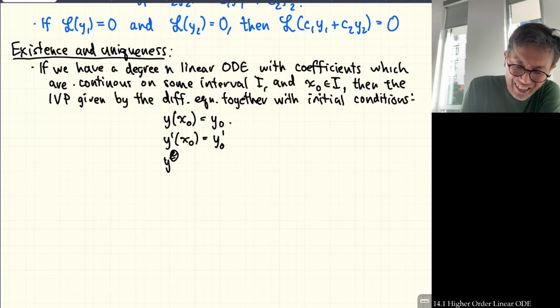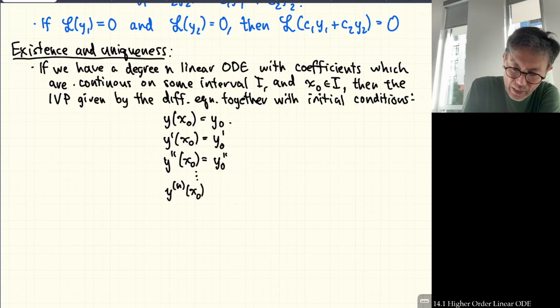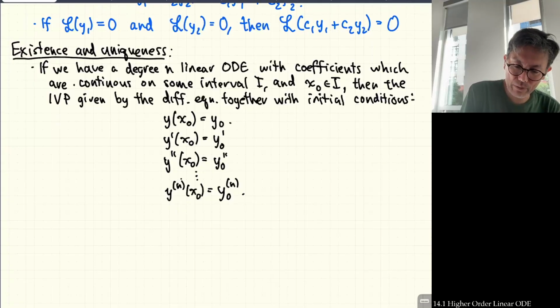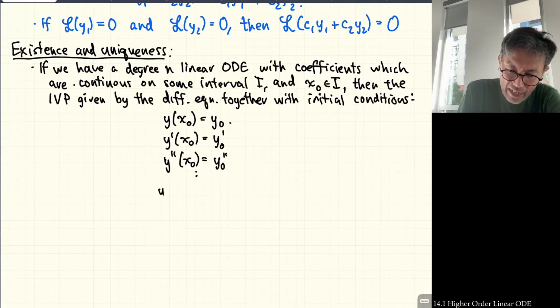Y double prime of x naught equals y naught double prime. Okay, and then we're going to go all the way down to the nth. So the nth derivative of x naught is equal to y naught, and I'll write this notation like this. Okay, this is a set of n equations. Oh, I'm sorry. It's n minus 1. Sorry, I messed up. Let me fix myself. The last initial condition should be the n minus first derivative. My bad.